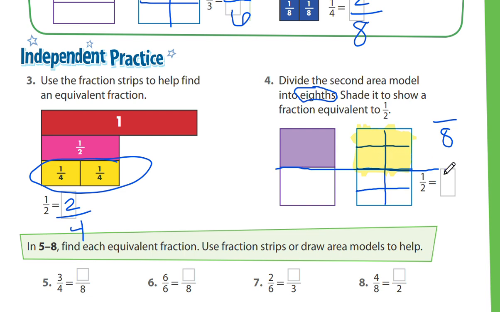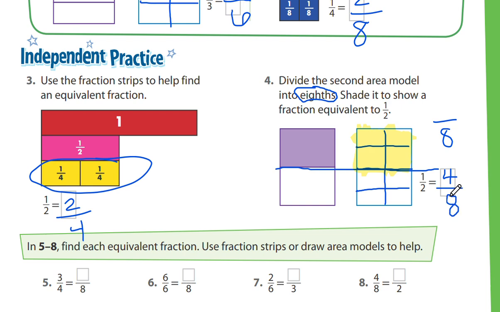4 pieces. And then how many pieces do I have all together? Well, let's count. 1, 2, 3, 4, 5, 6, 7, 8. So 1/2 is equal to 4/8.